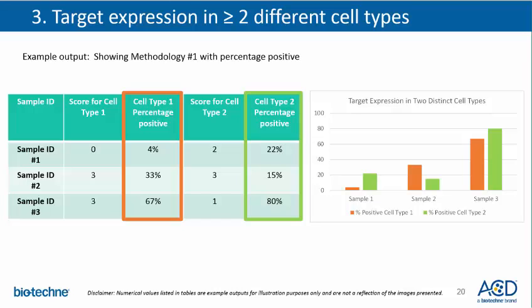For each sample represented in the rows, the semi-quantitative score was generated for cell types 1 and 2 and is shown in columns 2 and 4. Columns 3 and 5 represent the percentage of cells from cell type 1 and 2 that are positive for the target expression. The adjacent chart of percent cells positive in each of the 2 populations for each of the 3 samples allows for easier visualization of this type of data.